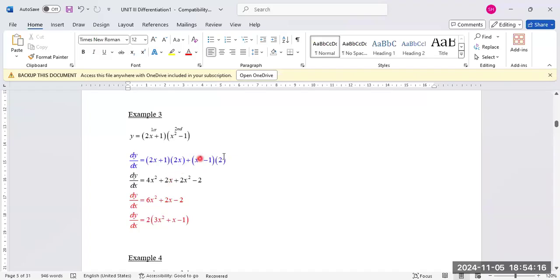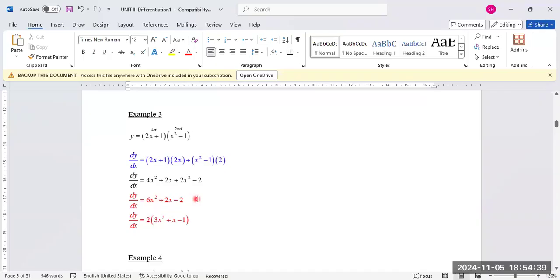X squared times 2 is another 2x squared. And -1 times 2 is -2. Is there anything common? Yes, sir. 4x squared and 2x squared, same family, 6x squared. The 2x is a standalone, I write it back. So is the -2, I write it back. It is in red. It means that this could be the answer.